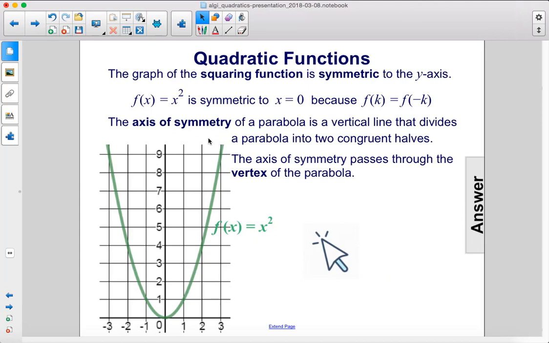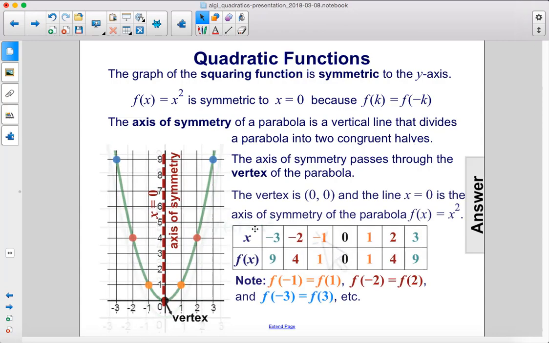F of x equals x squared is symmetric to x equals 0 because f of k equals f of negative k. The axis of symmetry of a parabola is a vertical line that divides a parabola into two congruent halves. The axis of symmetry passes through the vertex of the parabola. The vertex here is 0, 0, and the line x equals 0 is the axis of symmetry of the parabola f of x equals x squared.